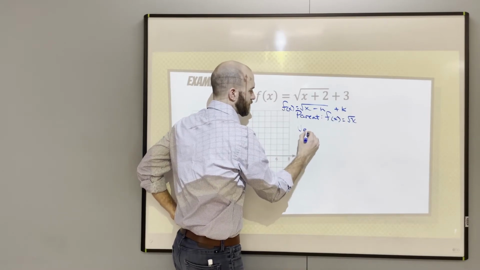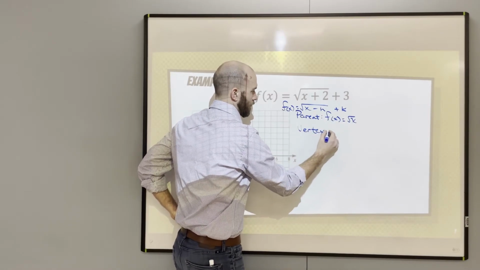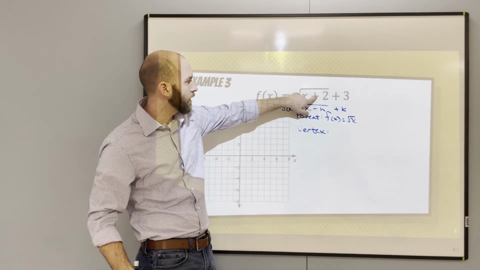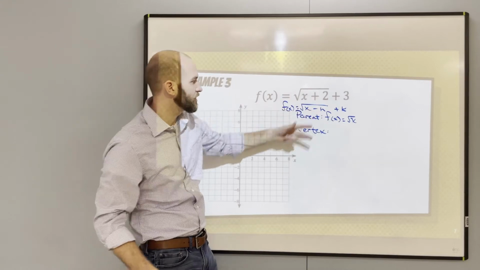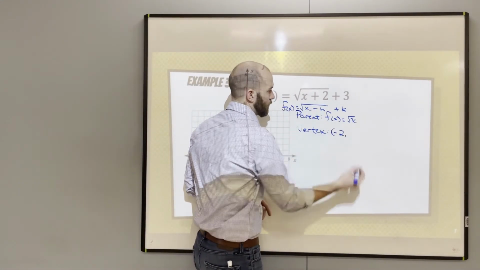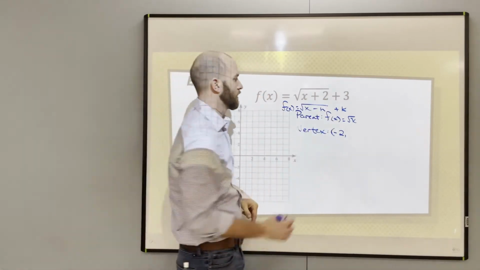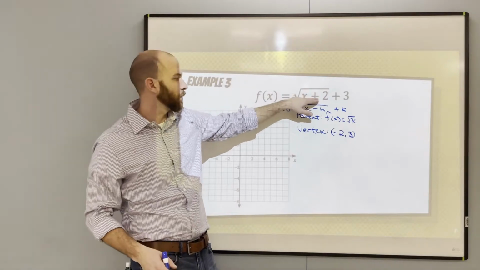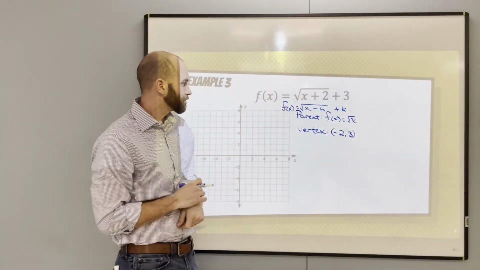So if we want to talk about the vertex of this function, we would see the vertex would be at not positive 2, but it would be at negative 2. So that sign change, the sign on my h value needs to change, negative 2, and then the y value doesn't change, it's just 3. Okay? So whatever that sign is with the x, we want to change it for the vertex.